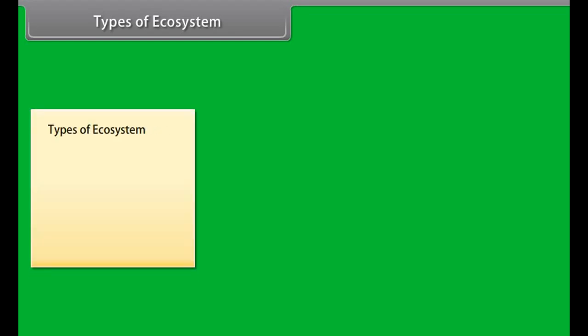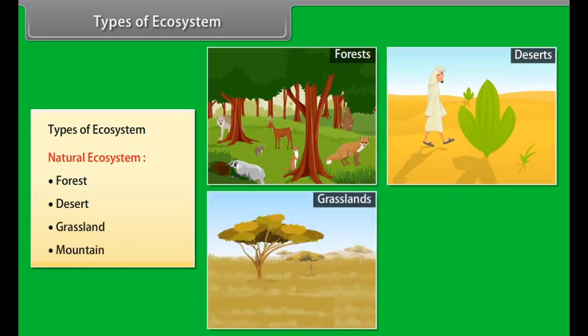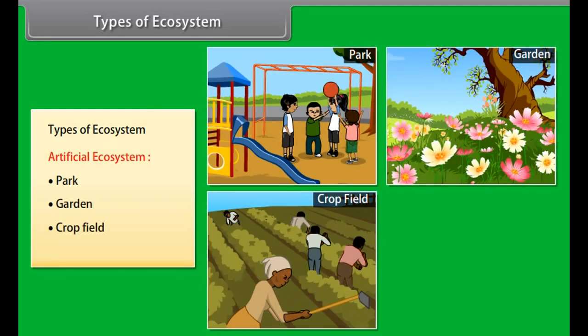Types of ecosystem. There are two different types of ecosystems. They are 1. Natural ecosystem, in which we have forests, deserts, grasslands, mountains, etc. and 2. Artificial ecosystem, in which we have, for example, parks, gardens, crop fields, zoo, etc.